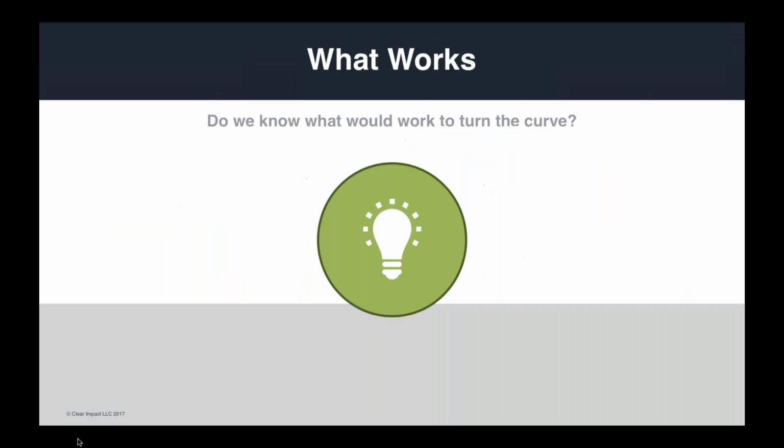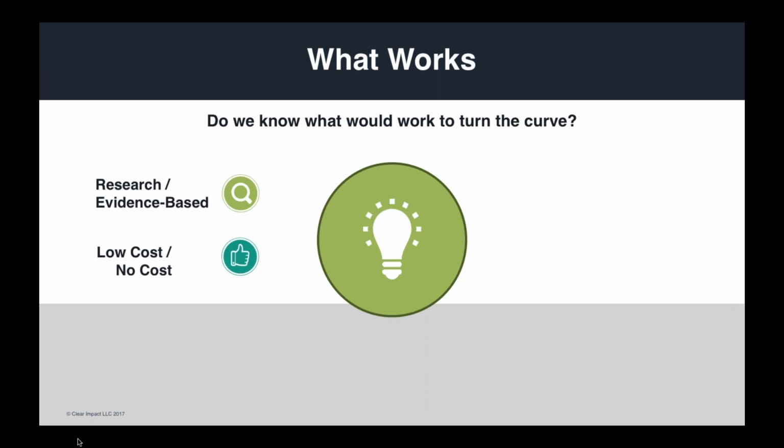What works to turn the curve? Again, brainstorming. You want to look at what's research and evidence-based. You always want to ask what are low-cost, no-cost solutions so that you don't stop thinking if you can't have new resources, but instead also ask, what can we do differently with the resources we have? Are we using them as optimally, as efficiently, as effectively as we could? Or are we doing things the same way because that's the way we've always done them?